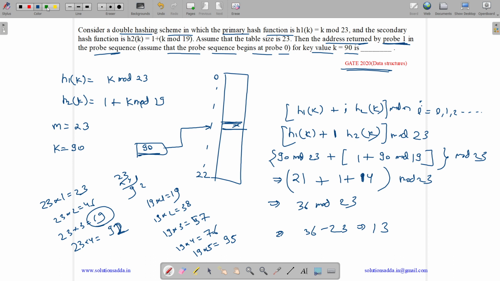So the correct answer to this question is 13, which means key 90 will go to slot 13. We have slot 13, here key 90 will come. So the correct answer is 13.